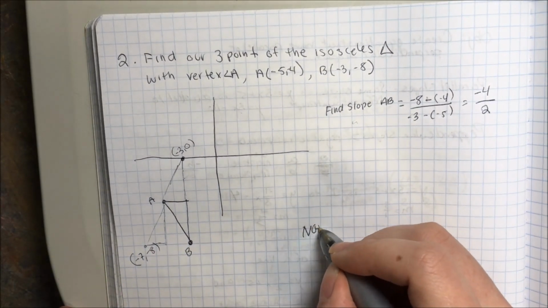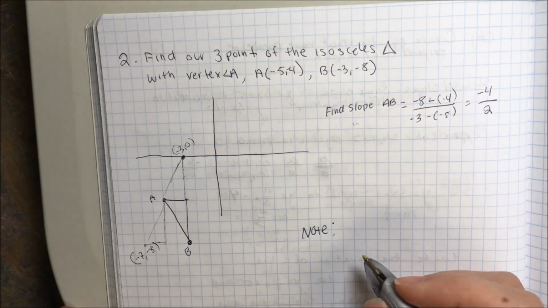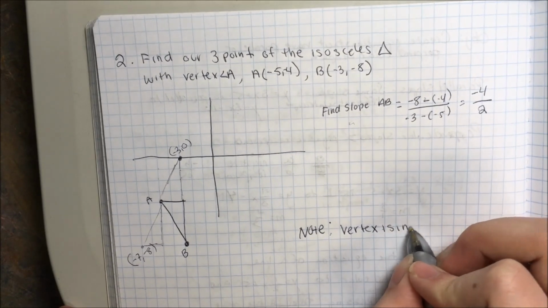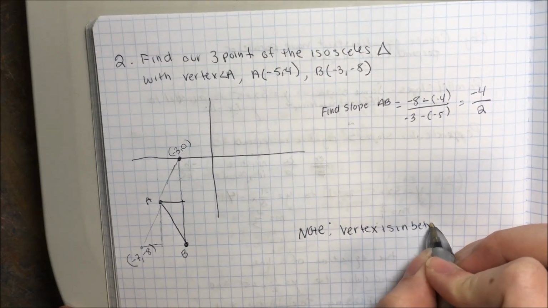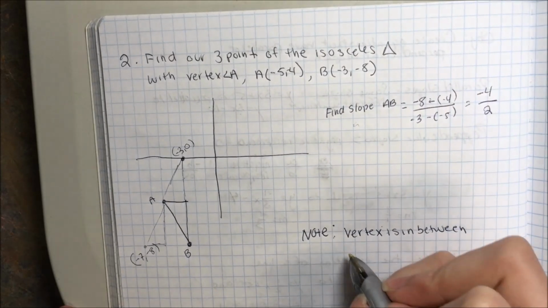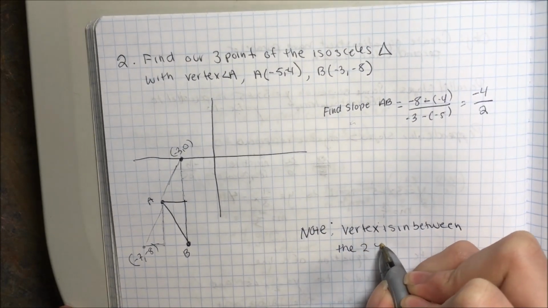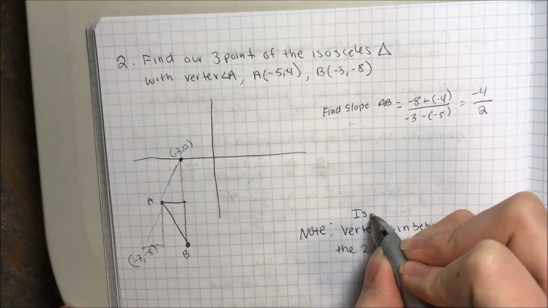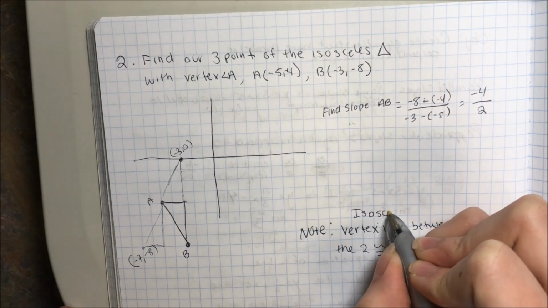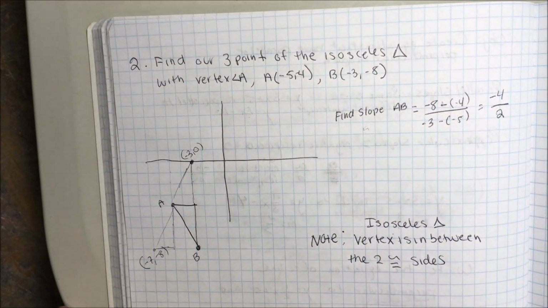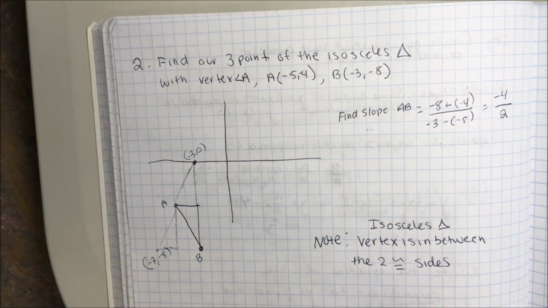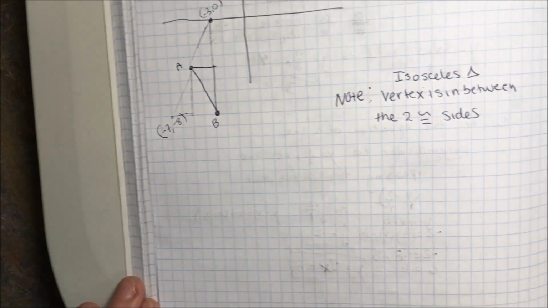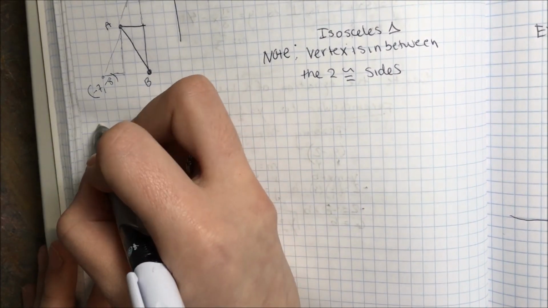So we'll make a note down here. Just for an isosceles triangle, our vertex is in between the two congruent sides. This is for isosceles triangle. So now we're going to move on to our last example.